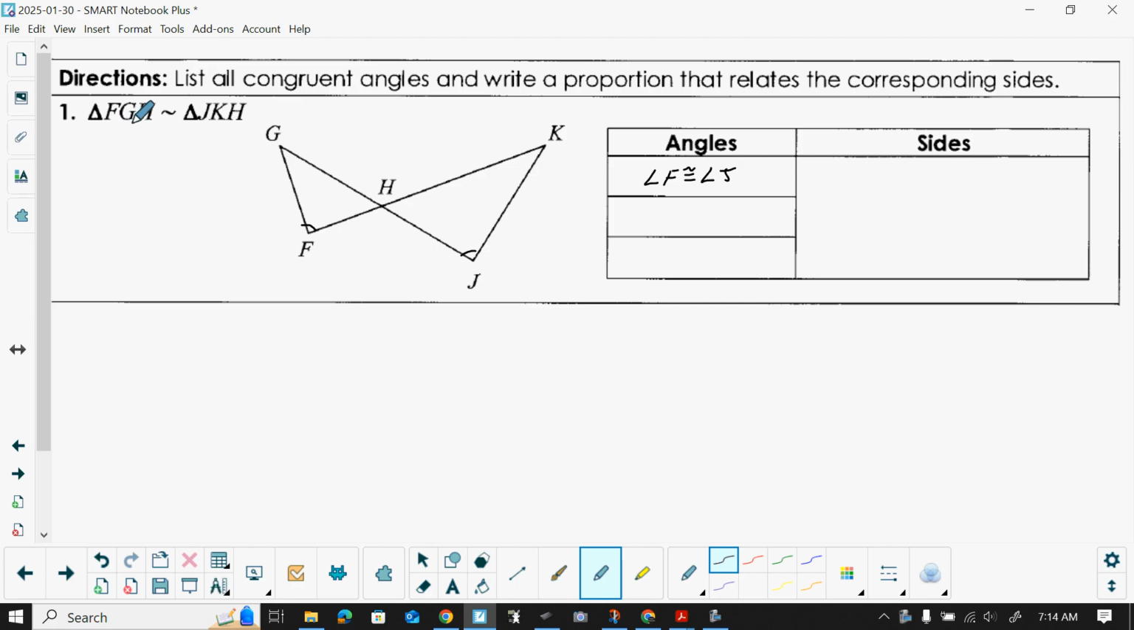The second letter is G. Second letter here is K. That means that angle G, angle K. Last one is H in both, which means it's talking about this one. But if you wanted to name them correctly, the one on the left would have to be called GHF or FHG.